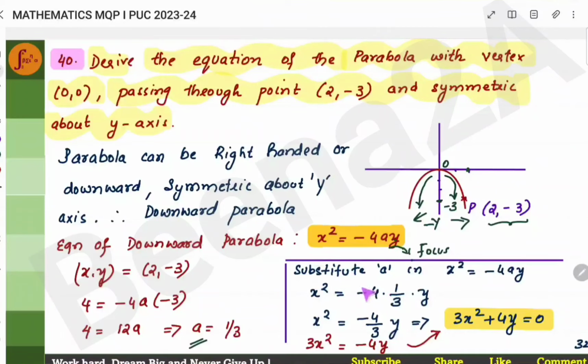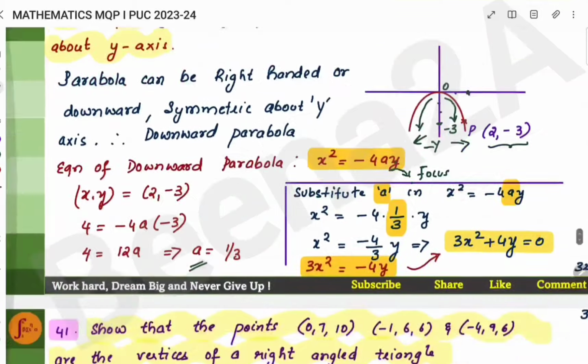Now what you'll do is again take the same equation and leave x and y as is. Instead of a, you put this value that you've got, 1 by 3. And then you'll get this kind of an equation: 3x square plus 4y is equal to 0. Or you can write it as 3x square is equal to minus 4y. So this becomes the parabola equation.